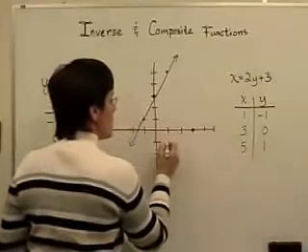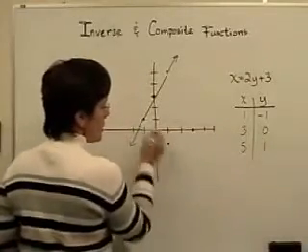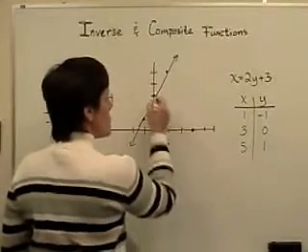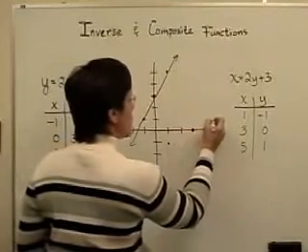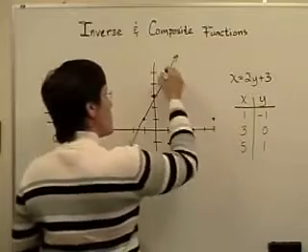Again, x is 1, y is -1. That's the inverse point to that. When x is 3, y is 0. It's the inverse point to that. And when x is 5, y is 1. Here's the inverse to that point.